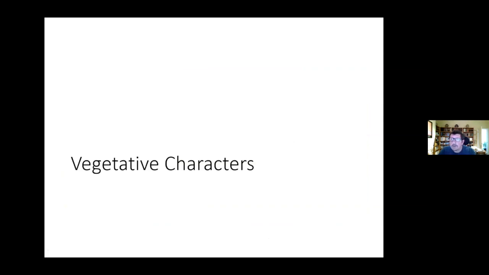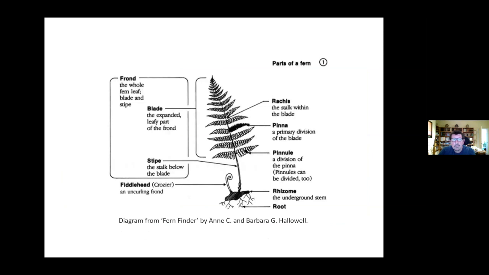Right, so those are some of the reproductive structures that are very good for assigning genera. And now we're going to look at some of the vegetative characters. And this is a picture of a fern. The parts of the fern have their own names. They're very different to the ones that you use for a flowering plant.